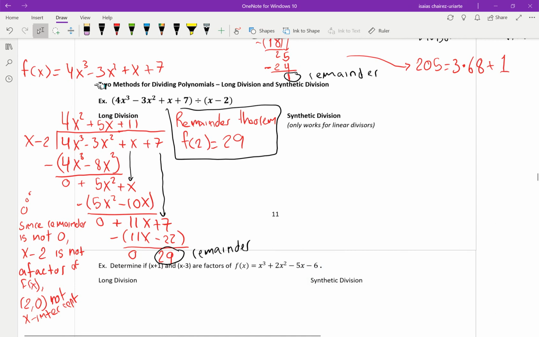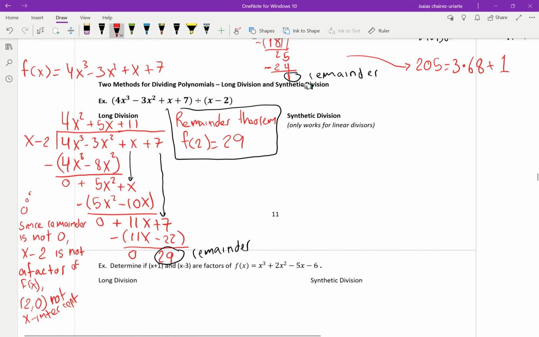All right, so this is long division. Long division requires that we use all of our x's and powers of x's and whatnot. Let's do synthetic division now. Let's do the same problem using synthetic division. The thing about synthetic division, as it says in this little parenthesis, is that it only works for linear divisors. Remember, the 4x cubed minus 3x squared, the third degree polynomial, is called our dividend. The other one is called our divisor, and this is a linear divisor. Its exponent is 1.